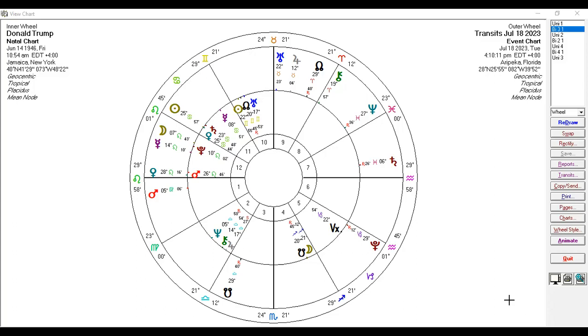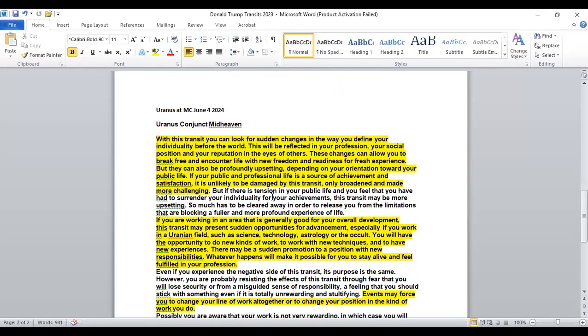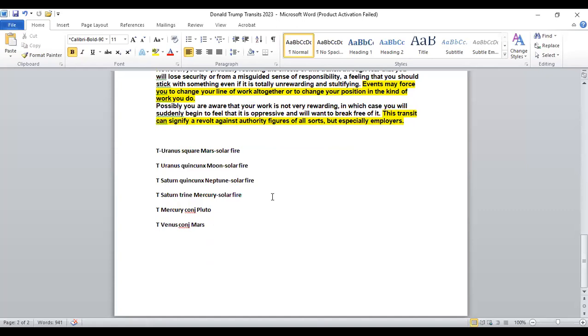Go back to here. Okay. We talked about this one. Oh, he's got a couple of things here. We've got transiting Uranus will square his Mars, and it will quincunx his moon. So we got a couple more Uranus aspects, and then a couple of Saturn: Saturn quincunx Neptune, and then Saturn trine Mercury.